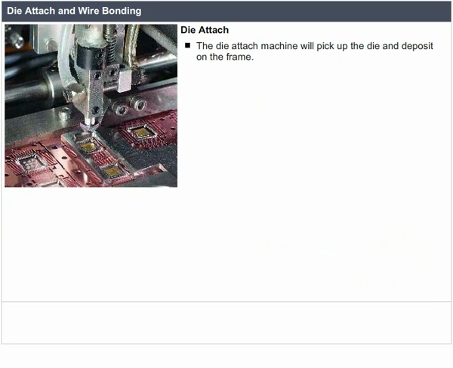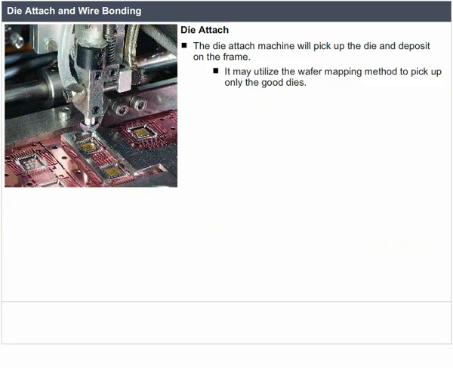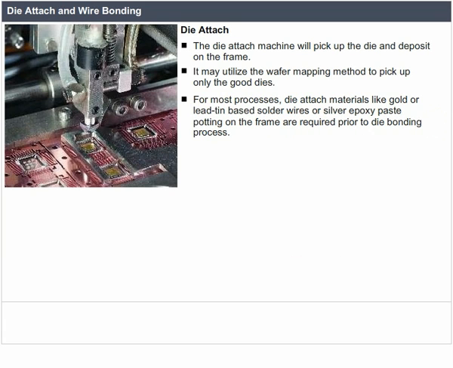Die attach. The die attach machine will pick up the die and deposit it on the frame. It may utilize the wafer mapping method to pick up only the good dies. For most processes, die attach materials like gold or lead-tin based solder wires or silver epoxy paste potting on the frame are required prior to the die bonding process.